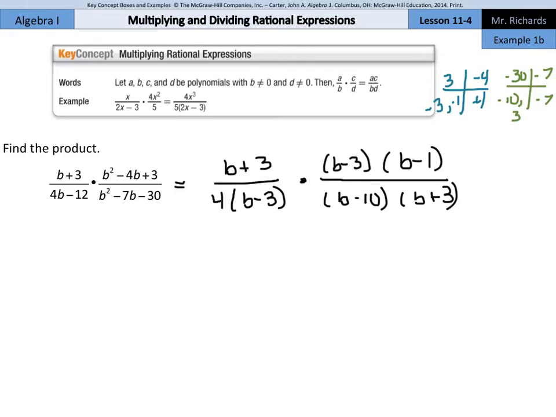And now we can look to simplify. We would have this b plus 3 here can simplify with this b plus 3. Those both become 1s. We have this b minus 3 and this b minus 3 that can both become 1s as well. So what we're left with now is b minus 1 over 4 times b minus 10.